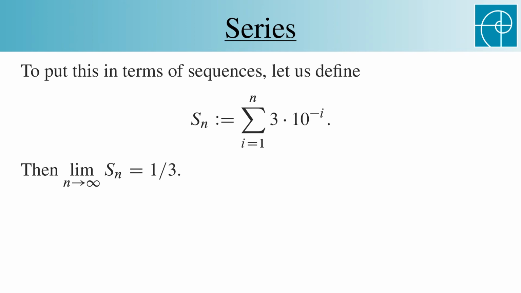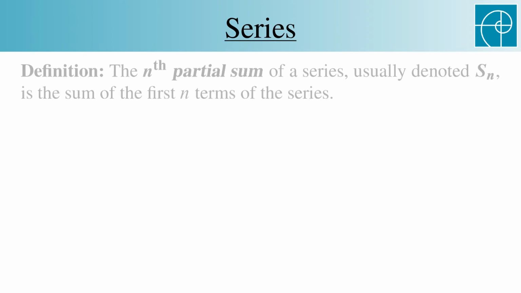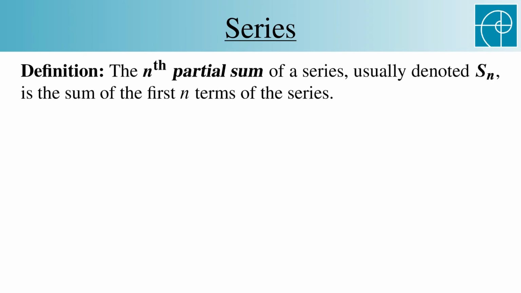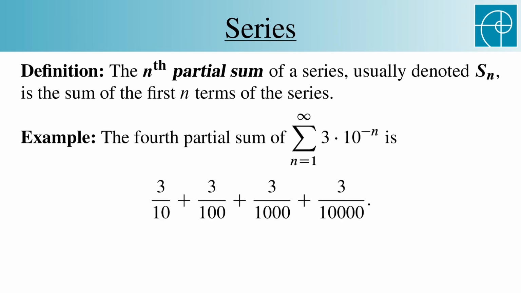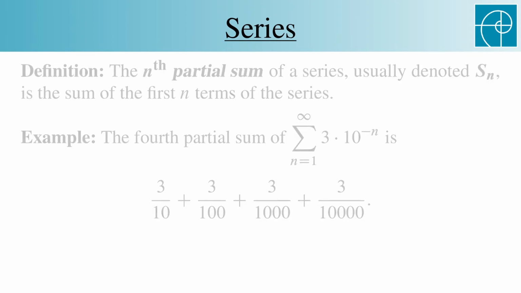This leads to our next definition. The nth partial sum of a series, usually denoted by s sub n, is the sum of the first n terms of the series. For example, the 4th partial sum of this series is 3 over 10 plus 3 over 100 plus 3 over 1000 plus 3 over 10,000. We're now in a position to define what it means for a series to exist, not just as something we can write, but as something that has a numeric value.